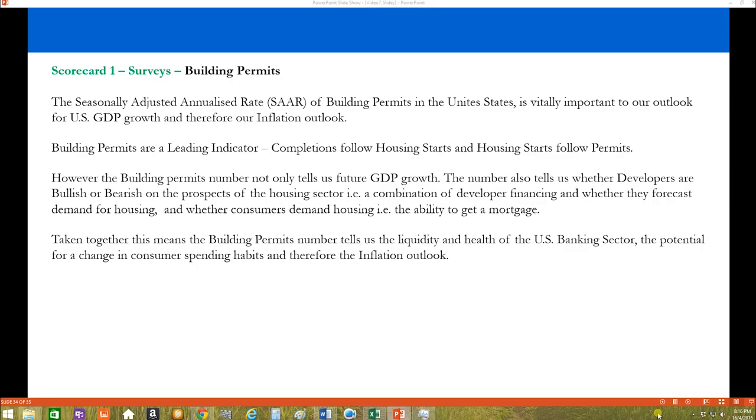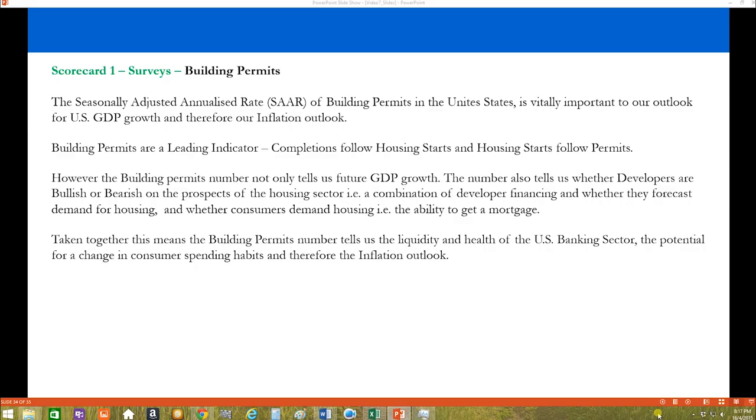So the building permits number as a leading indicator, you have to remind yourself and understand how this works. Completions follow housing starts, and housing starts follow permits. So housing starts are the coincident indicator, and completions are the lagging indicator. However, the building permits number doesn't just tell us the future of GDP growth. It also tells us whether developers are bullish or bearish on the prospects of the housing sector.